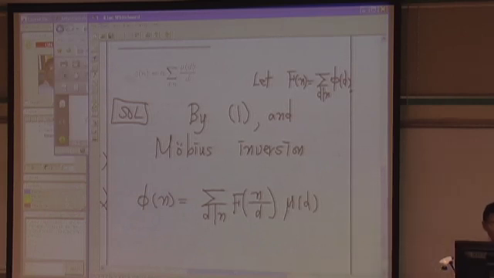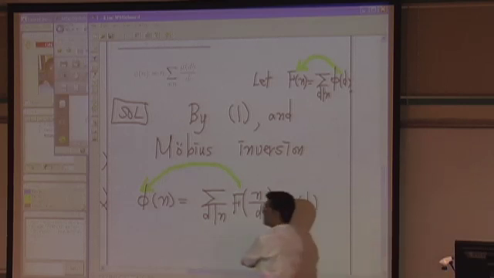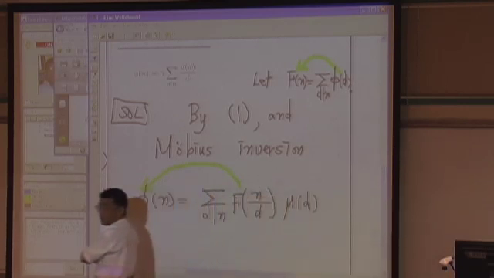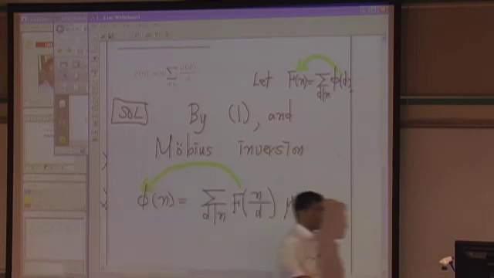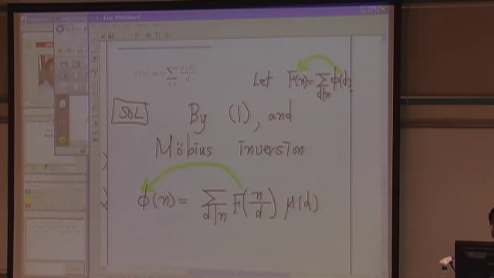So generally, the summand creates the sum, but the Mobius inversion formula reverses it. The Mobius inversion formula creates the summand from the sum, right? This is the Mobius inversion formula. If you don't understand this, ask. So this is the Mobius inversion formula, and because of it, we got this.